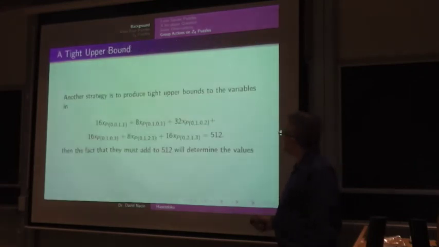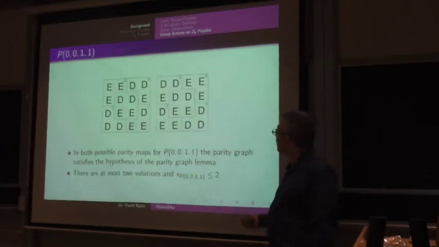Okay, but we're close to proving everything. So I want to complete that table totally. And one way we can do that is to try to find tight upper bounds. If we can get the right upper bounds for each of these, then the only way they can add up to 512 is if they're at their limit. So what I'm going to do is look quickly at some of these cases.